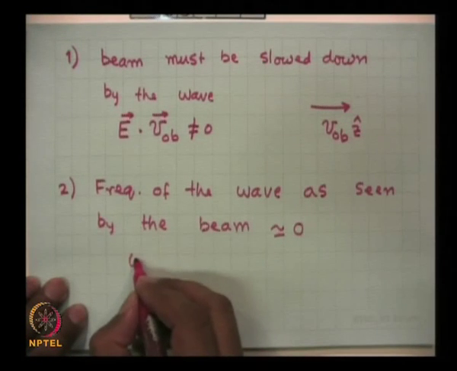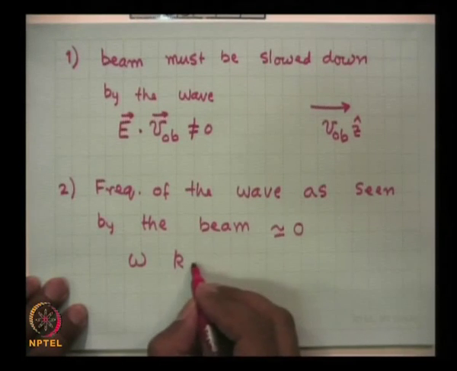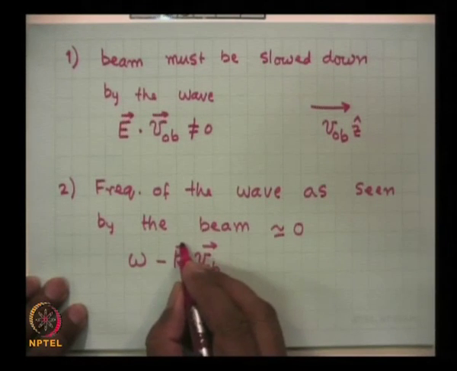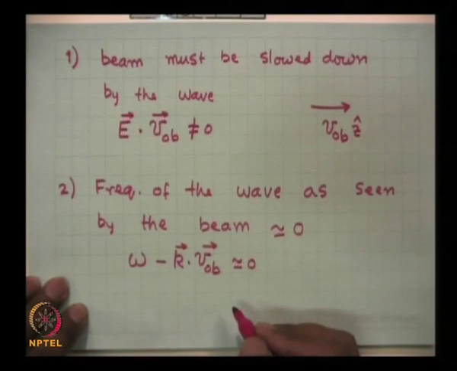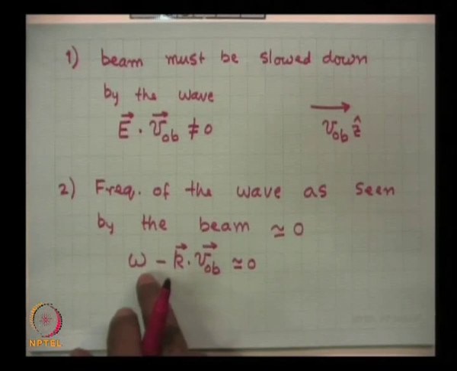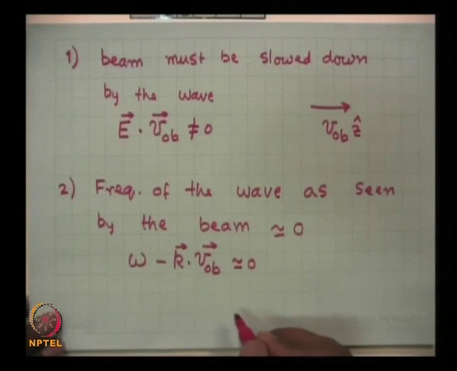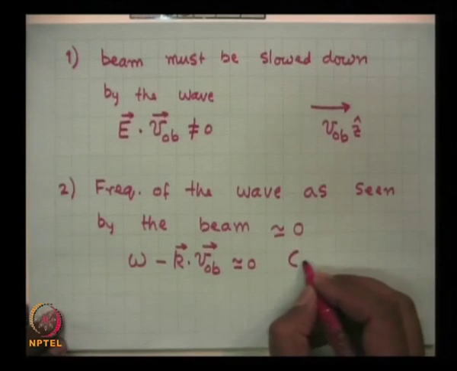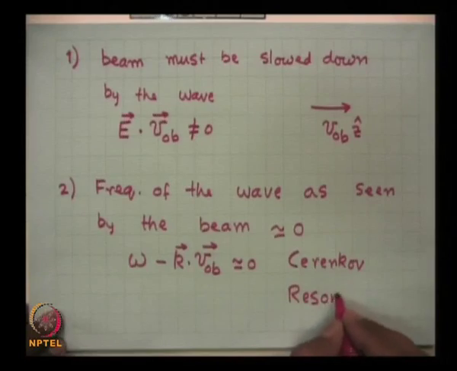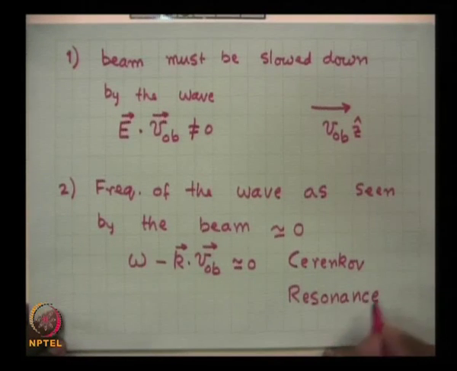If the wave is of frequency omega and k is the wave number, then the Doppler shifted frequency is omega minus k dot beam velocity. This should be nearly 0, because we know that the drift velocity electrons acquire due to a wave or density perturbation is inversely proportional to frequency. Smaller the frequency, larger the response. So, this is the effective frequency of the wave as seen by a moving electron, and this should be nearly 0. This condition is also known as Cherenkov resonance condition. This is a very important condition.